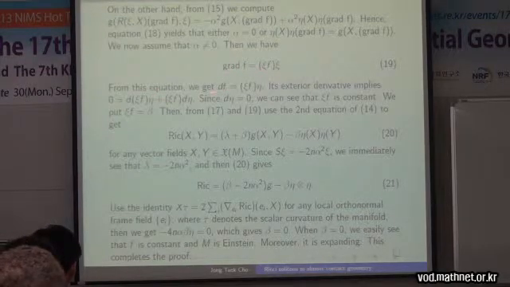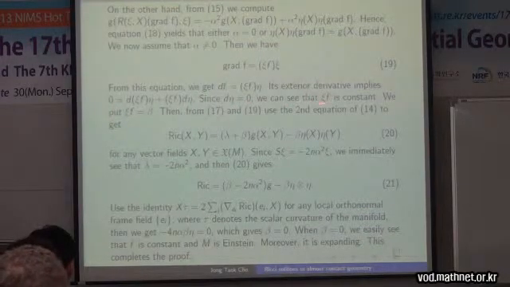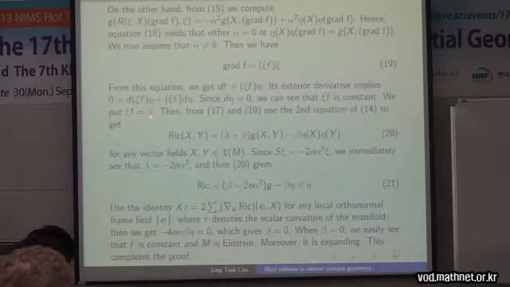This equation turns out to be also this. Its exterior derivative implies this. Since theta is 0, we can see that psi f is constant. This vanishes, so psi f is constant. We put psi f equals beta.